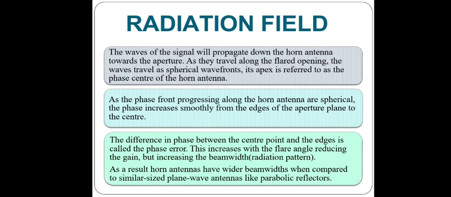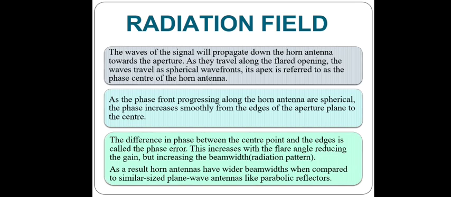Next, the radiation field. The waves of the signal propagate down the horn antenna towards the aperture. As they travel along the flared opening, the waves travel as spherical wavefronts. Its apex is referred to as the phase center of the horn. As the phase fronts progressing along the horn antenna are spherical, the phase increases smoothly from the edges of the aperture plane to the center.